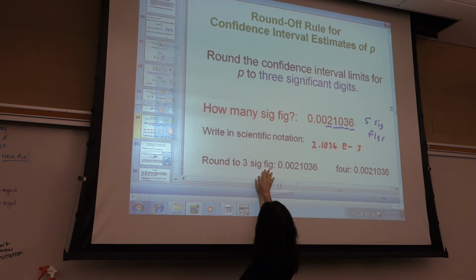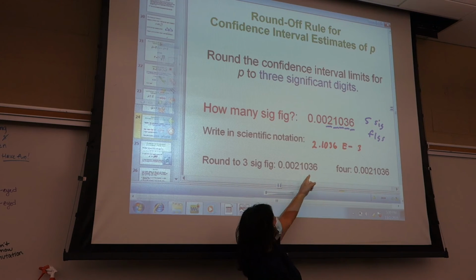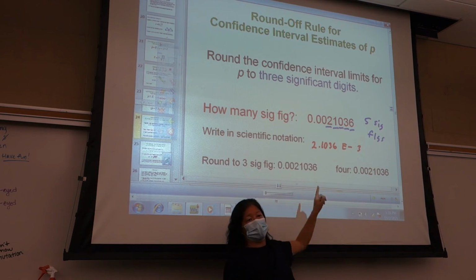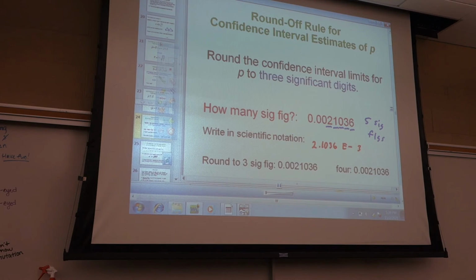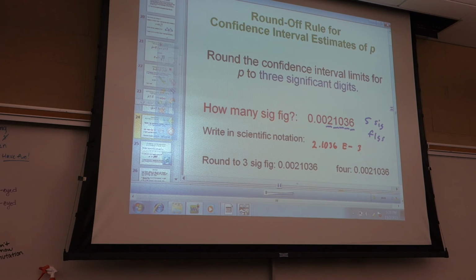Okay. So now I want everybody to practice rounding. Try rounding this number so it only has 3 sig figs. Everybody do it. If you're not writing something down, then that's trouble, right? Round it off to 3 sig figs. Check with your neighbors and see if they have the same thing you have.